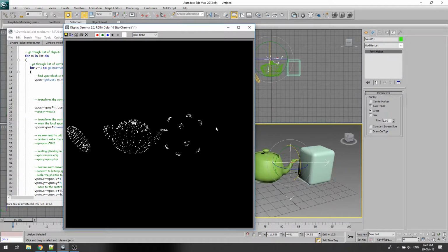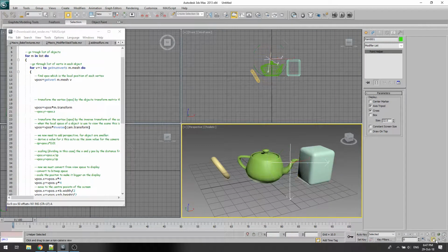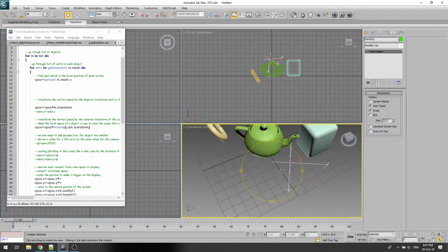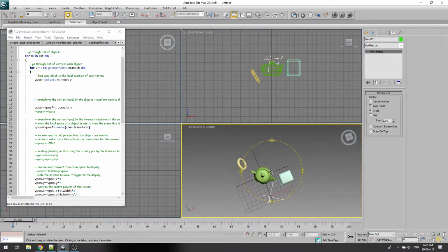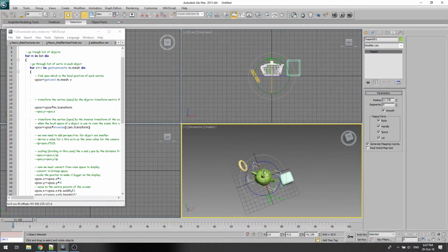There we go. So we get a direct correlation between this projection and this projection. One of the things that we are definitely missing, however, is perspective. There's no foreshortening and there's no perspective. So we need to add some.